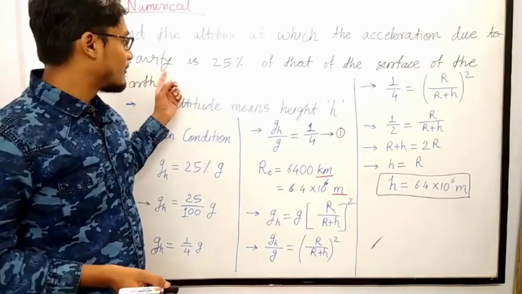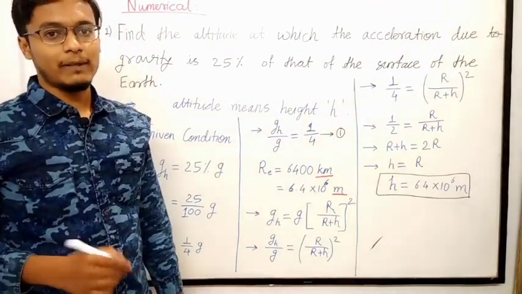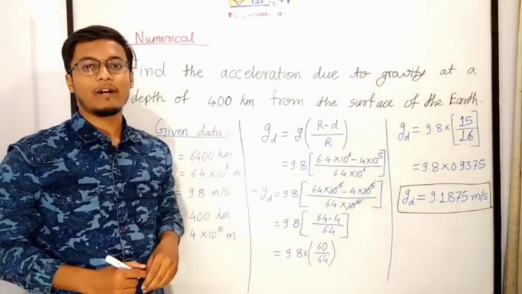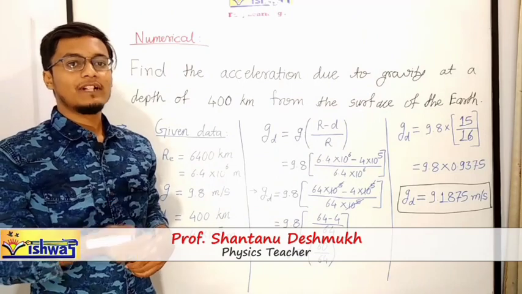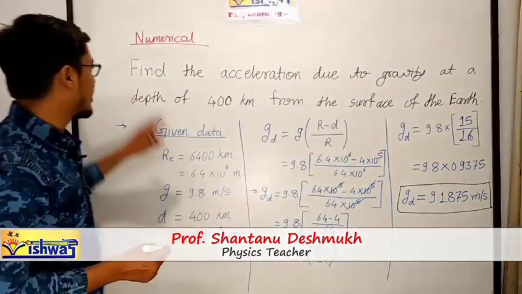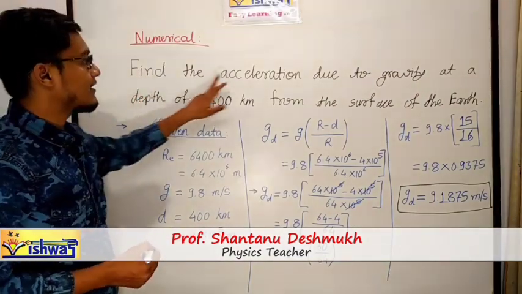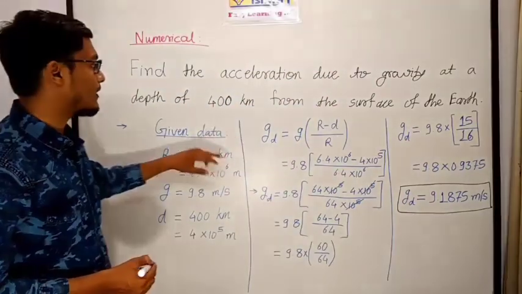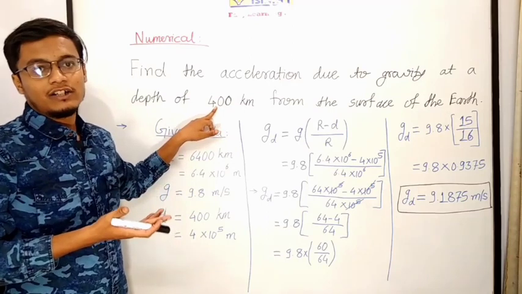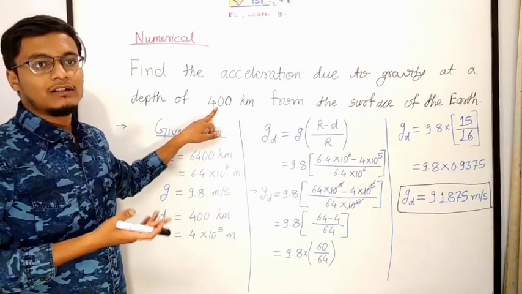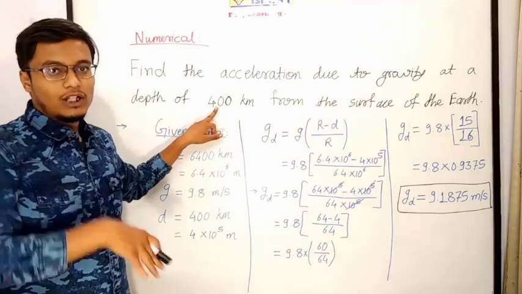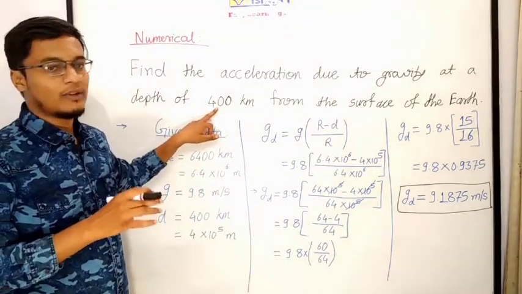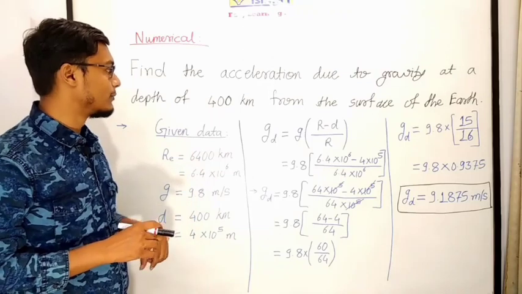In the next numerical we will see the numerical based on depth. Now we will see the numerical based on the change in acceleration due to gravity at depth. So what is our numerical? Find the acceleration due to gravity at a depth of 400 km from the surface of the earth. That means the change in the acceleration due to gravity when we go into the earth, towards the center of the earth. So by how much distance? By 400 km.